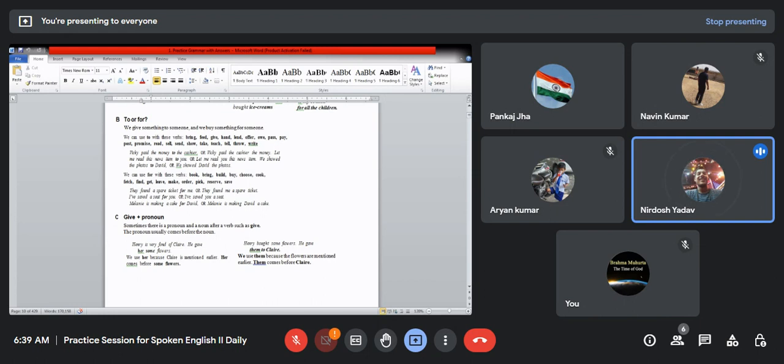Sometimes there is a pronoun and a noun after a verb such as give. The pronoun usually comes before the noun. Henry is very fond of Claire. He gave her some flowers.